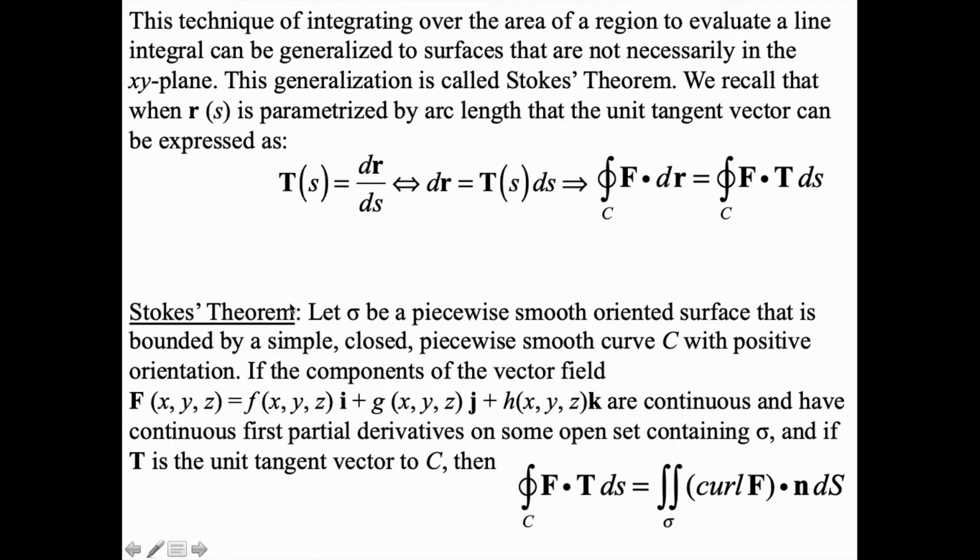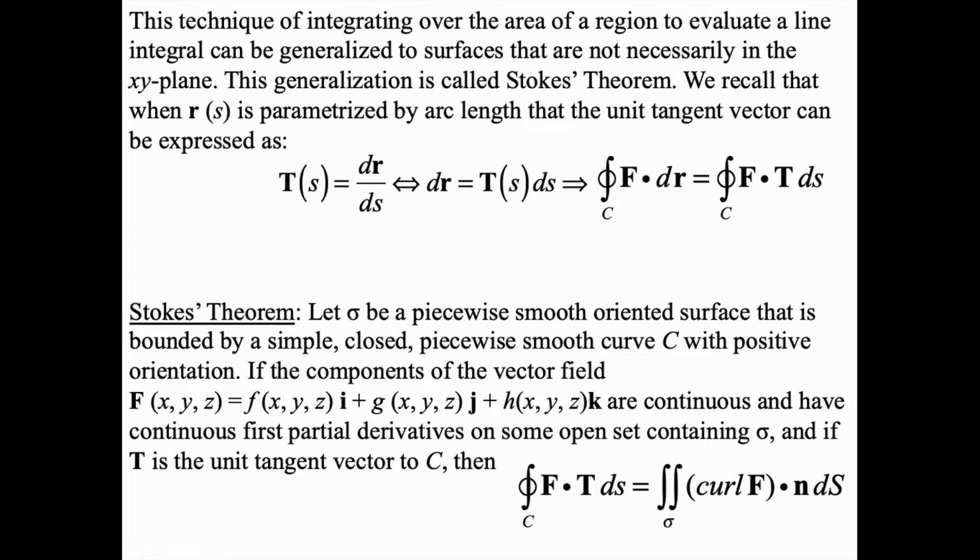And Stokes' theorem goes a little bit like this. Let little sigma be a piecewise smooth oriented surface that is bounded by a simple closed piecewise smooth curve C with positive orientation. Okay, so that is the hypothesis.